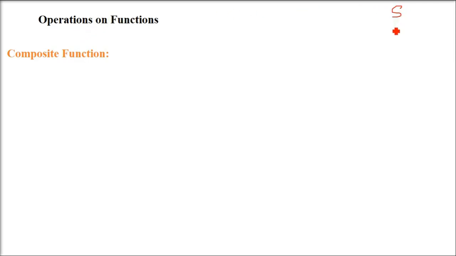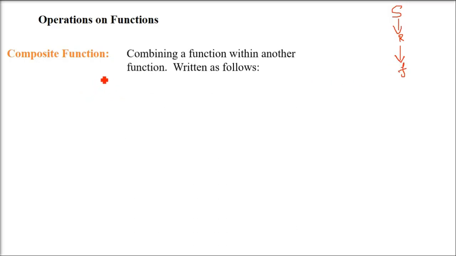Operations on functions. We started with the set theory. Then we formed the relation, that is the ordered pair, and with certain condition and with restriction, they are functions. What all we can do with a function? What are the operations we can perform on a function? What is a composite function? We are combining two functions.